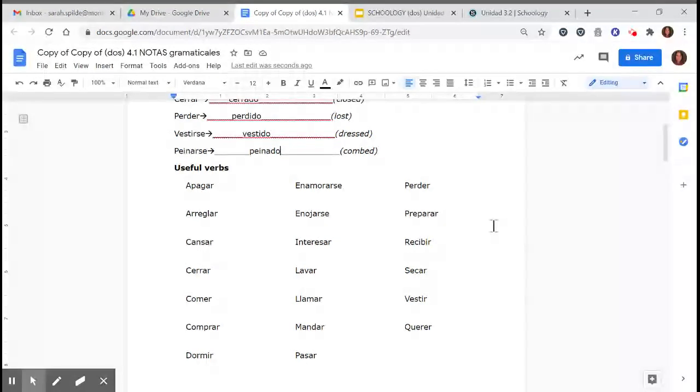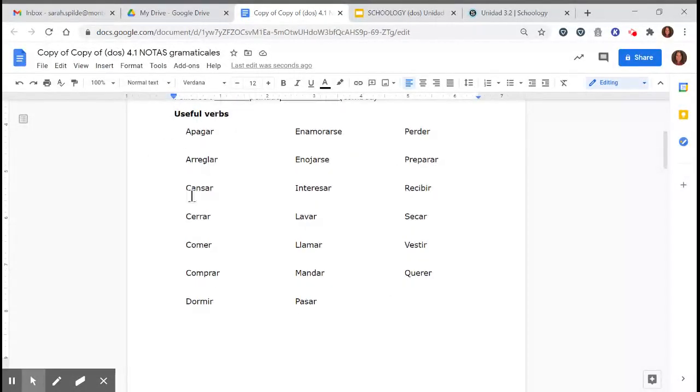Here are some useful verbs that you should know the definitions of because we're going to use them as our past participles. Take time to find them. They are on Schoology, so if you need to double check some definitions or you're not quite sure on some, look at the presentation on Schoology here.